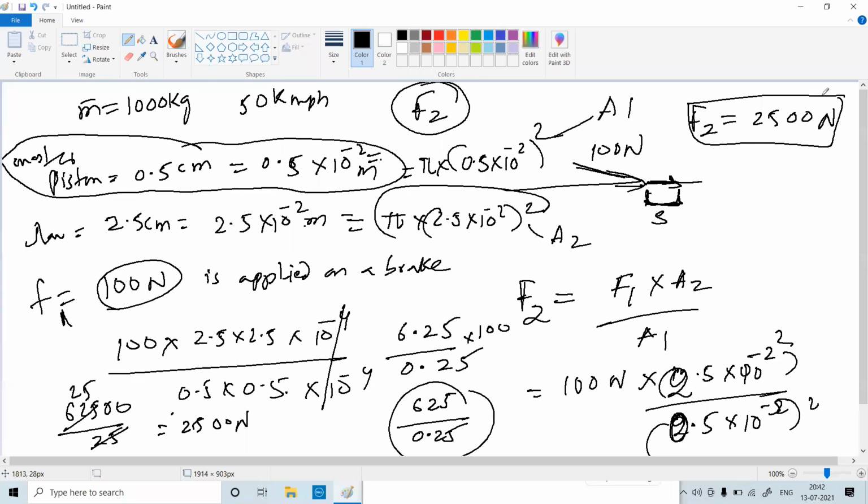What did you find? I used Pascal's law to find out the amount of force that will be generated by applying a brake force of 100 Newton on the master piston. Is it clear?